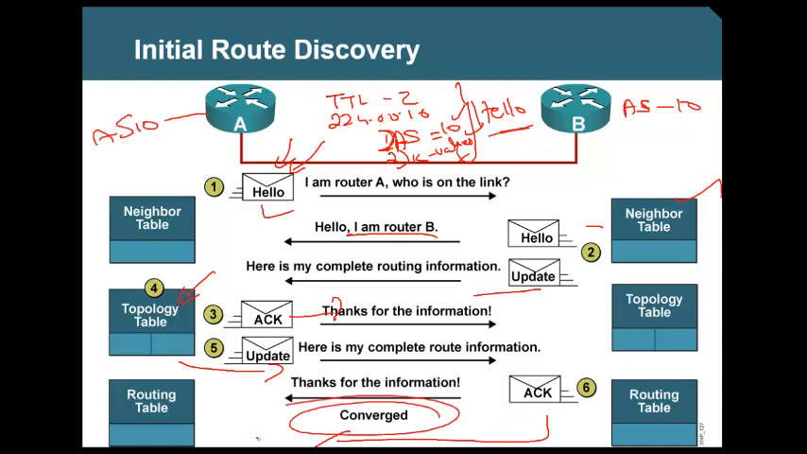Means first they form a neighbor by sending a hello packet, for which the multicast address 224.0.0.10 is used. But the updates are sent using unicast address. Router B will use the IP address of router A, and router A will use the IP address of router B to send the packet. Updates and acknowledgements are sent using unicast. Hello packets are sent using multicast.